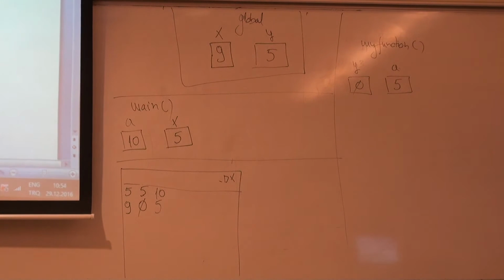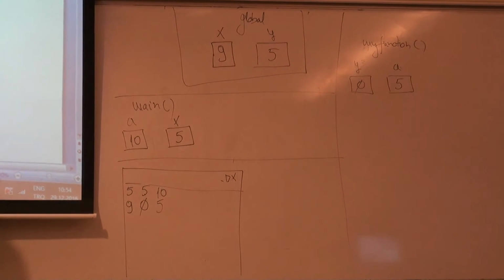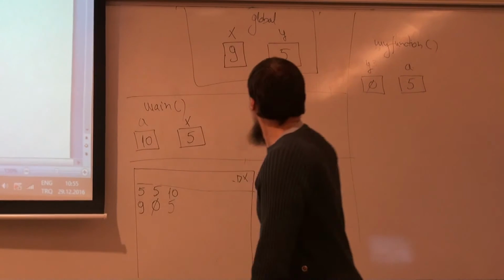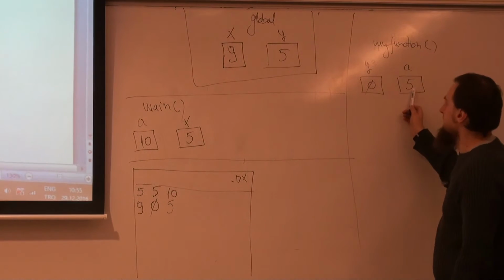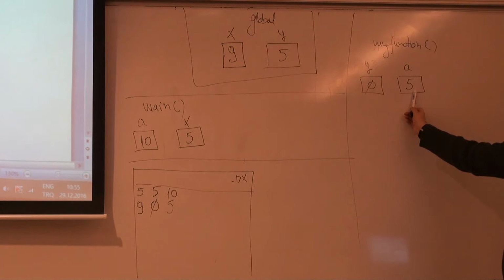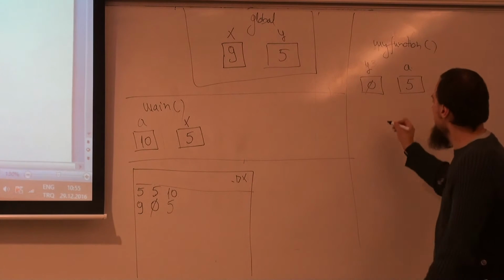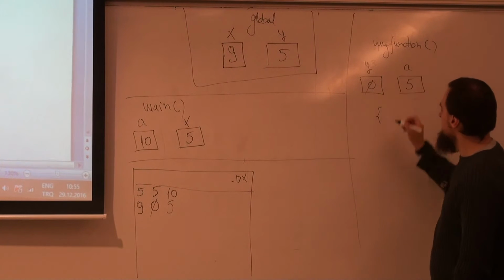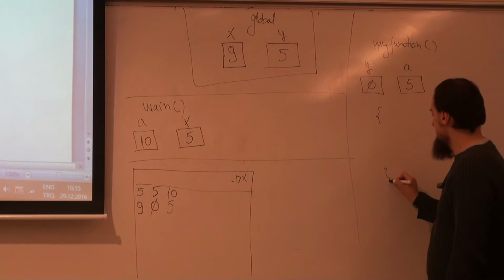Now I say if y is smaller than x, I go inside this block. And this is also interesting: y is smaller than a. Is this true? Is 0 smaller than 5? Yes. That's why I go inside this block. And I'm going to write that block, which is part of my function, like this.